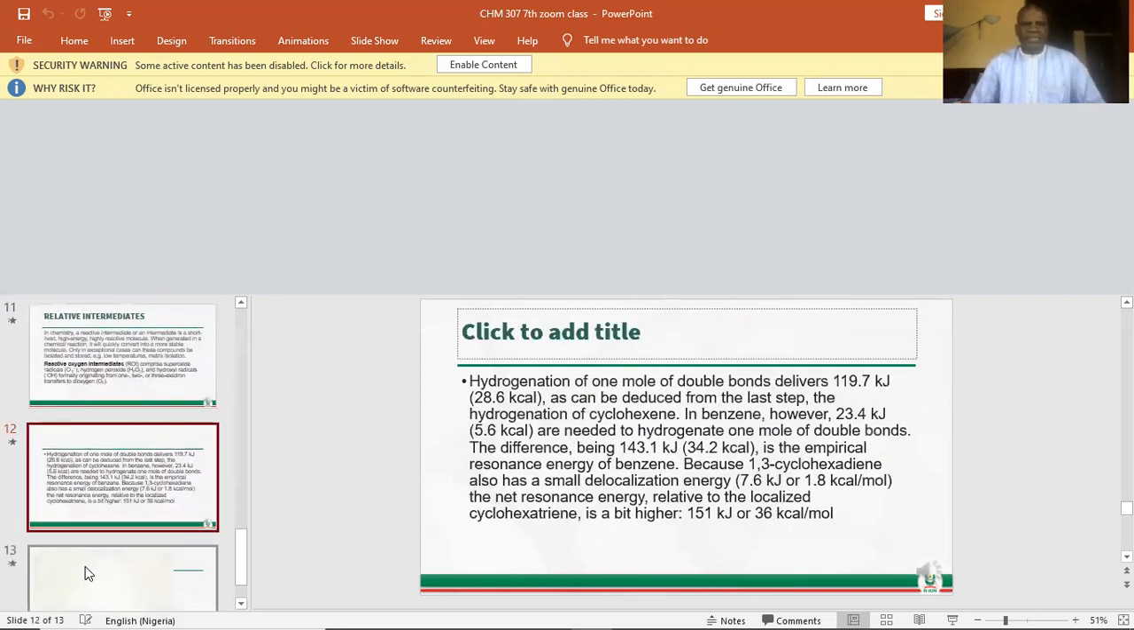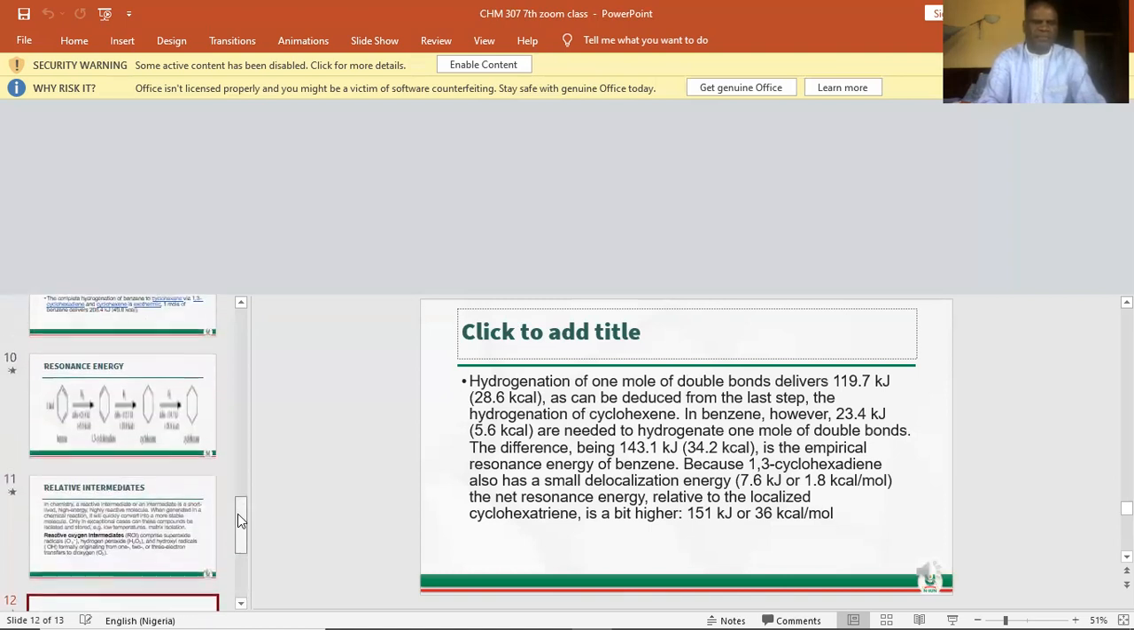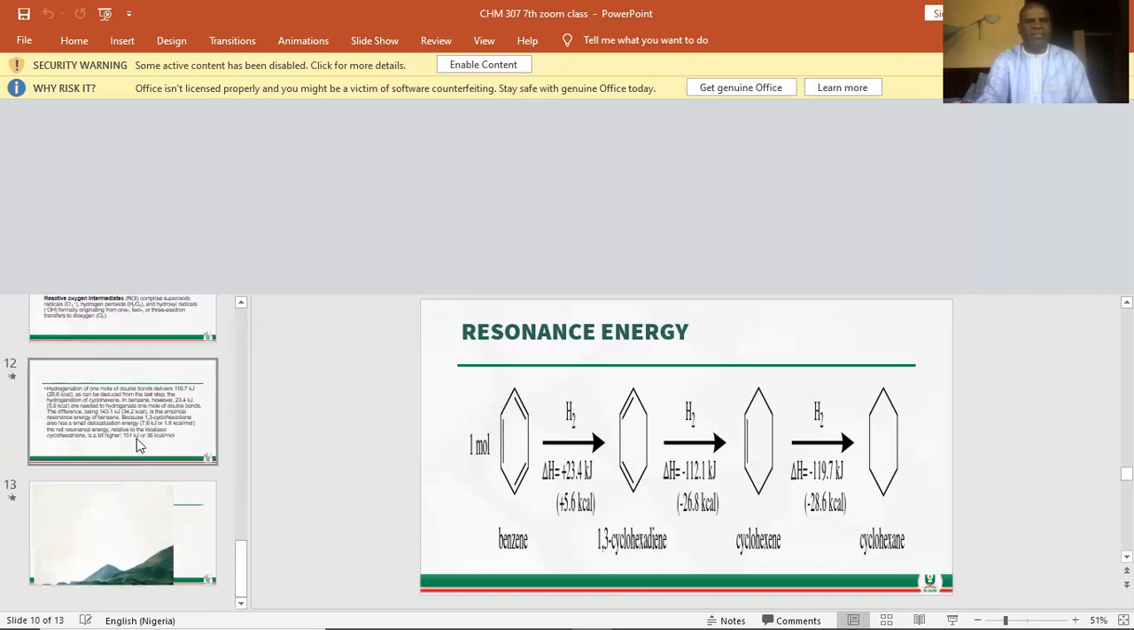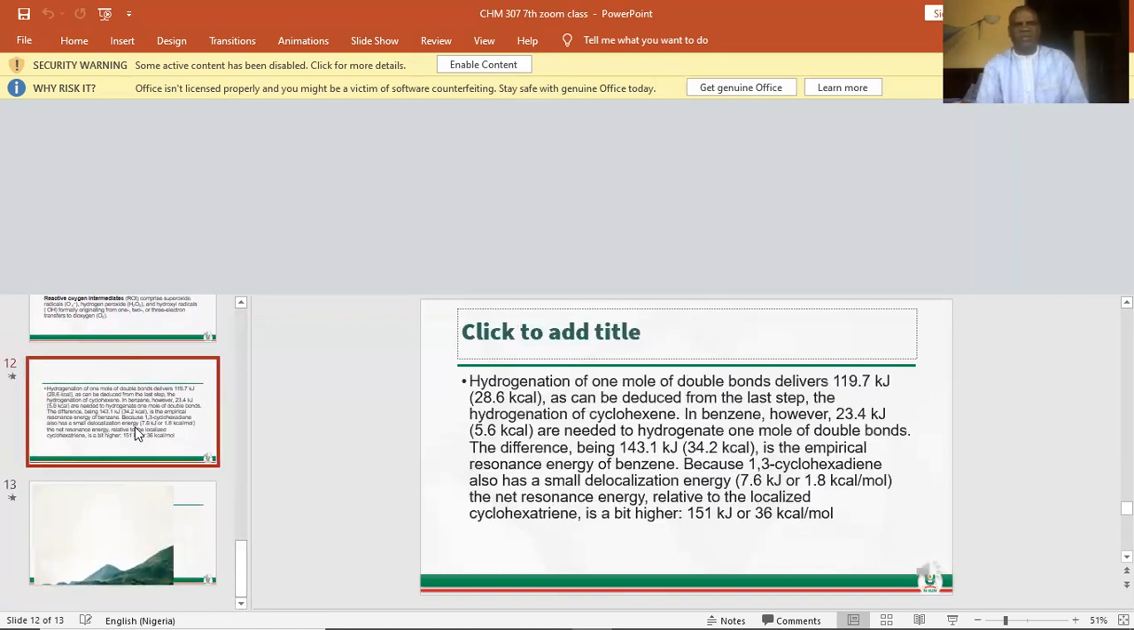The next is that hydrogenation of one molecule of double bonds delivers 119.7 kilojoules per mole, as can be deduced from the last step. We are looking at the earlier structure that we have on resonance energy. That is this very particular structure, and that's what the explanation is talking about. It can be deduced from the last step.